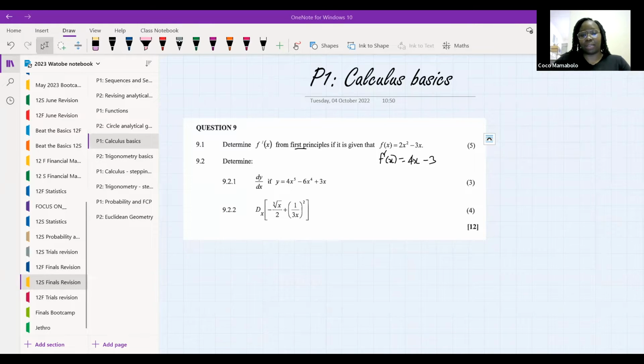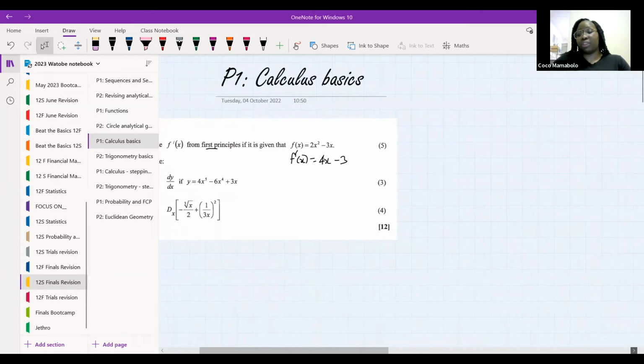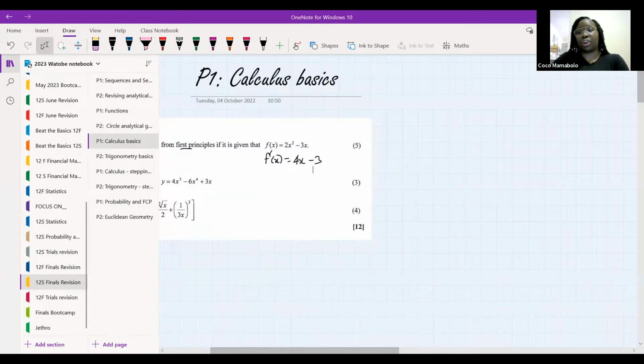Okay, that's about time, so we're going to get started on this question. Okay, the answer we're looking for is 4x minus 3. Where did I get 0.03 from? Okay, 4x minus 3. But the point of this exercise is not to differentiate. It's to use first principles.